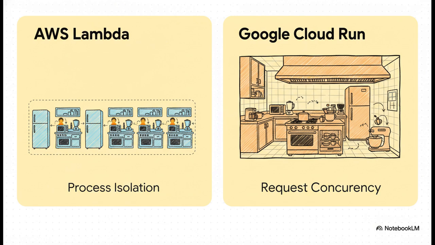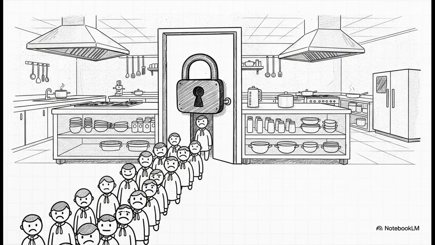Cloud Run uses request concurrency. Many requests share one container. It's like one giant shared professional kitchen. That 5 gig model gets loaded once, and all 100 users can share it, saving a colossal amount of memory and, of course, money.